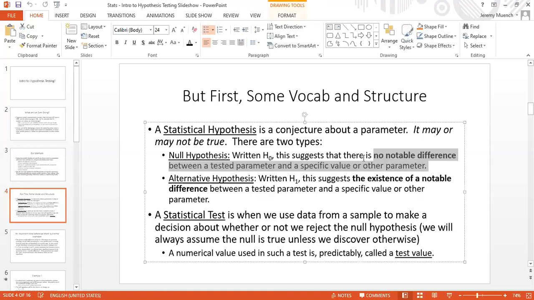And this is our baseline. We always assume that our data point comes in an appropriate way from the population in question. So our baseline is always the null hypothesis, that there's no difference between our tested parameter, our sample, and the actual specific value that we get.